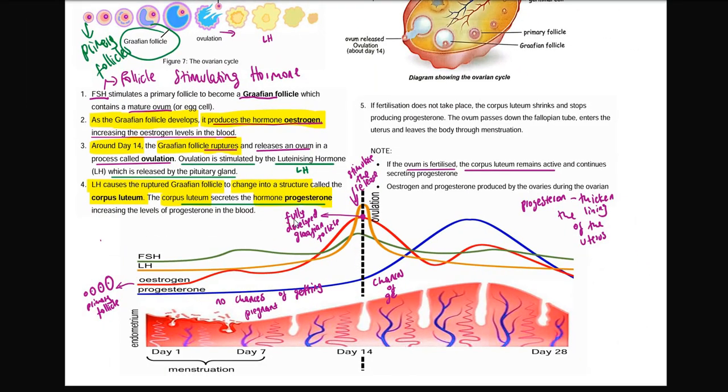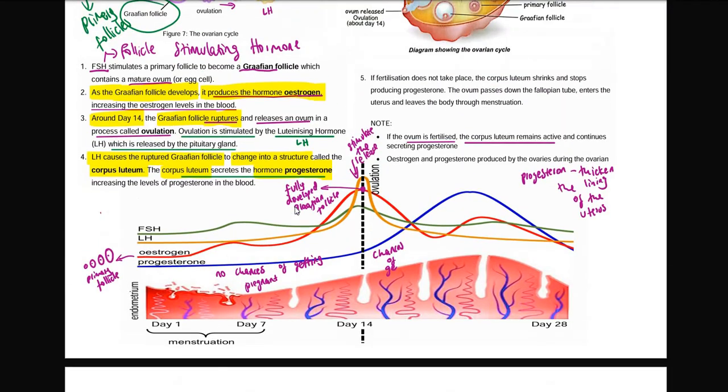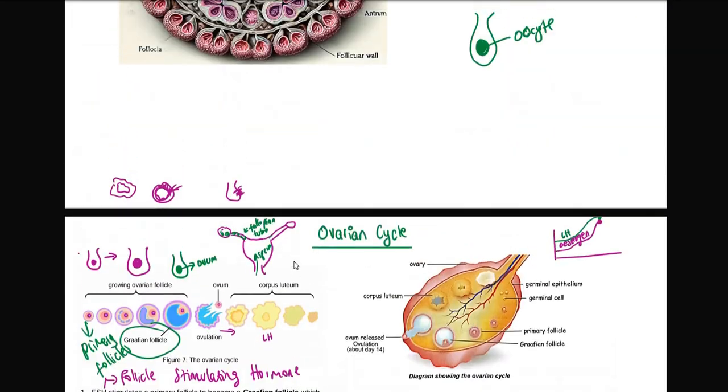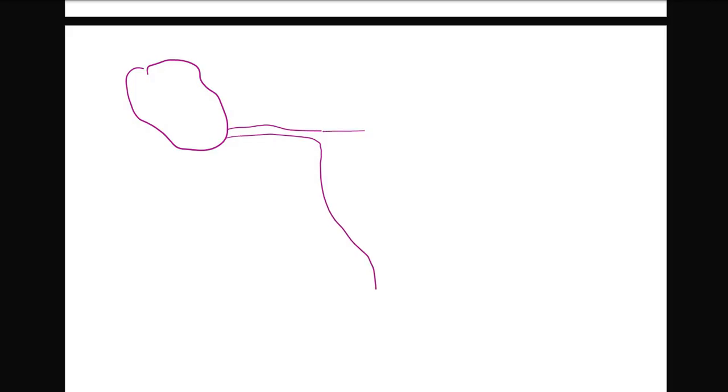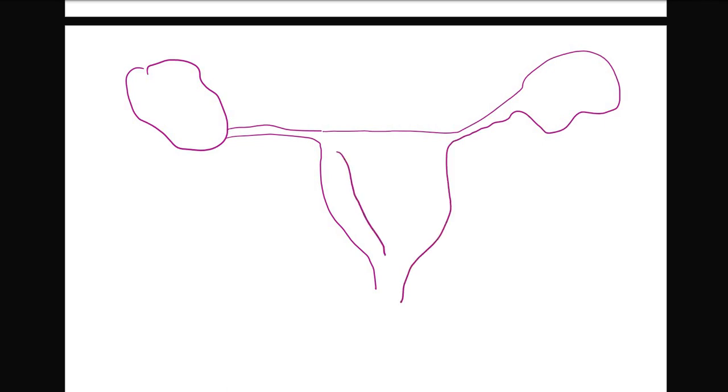Okay, so let's go through this again and understand it, because I'd like you to fully understand it. So understand that this is what is happening inside of your ovaries. Say these are the ovaries there, and then this is your uterus. Now your uterus is going to have some lining there. You're going to have some lining on the uterus.